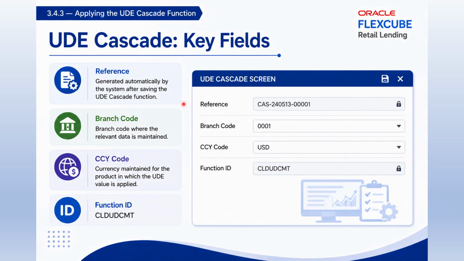UDE Cascade Key Fields. The UDE Cascade screen captures several important fields. Reference is generated automatically by the system after the UDE Cascade function is saved. Branch code identifies the branch in which the relevant data is maintained. CCY code is the currency maintained for the product in which the UDE value is applied. And the function used to invoke the screen is called up.